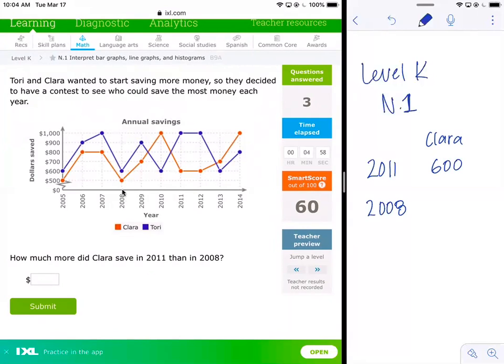And then in 2008, she saved, the orange bar is at 500. And it says how much more did Clara save in 2011 than 2008? So the difference between these, I'm going to subtract them, would be $100.